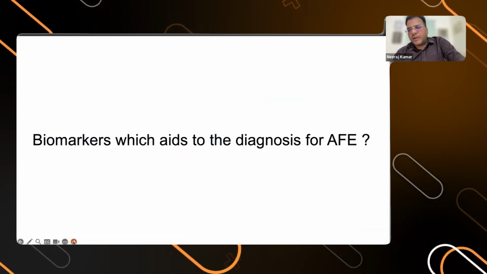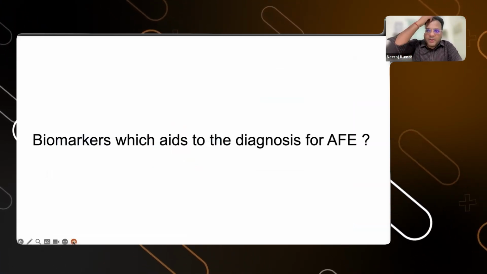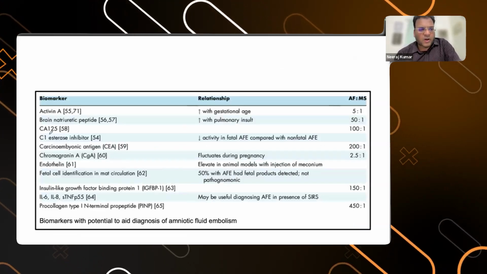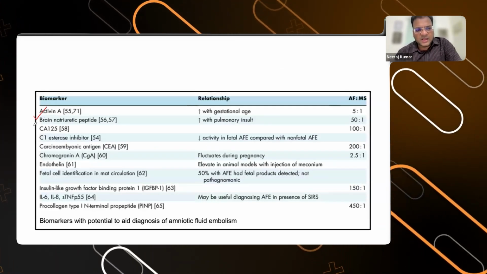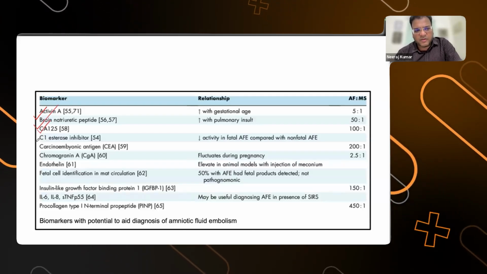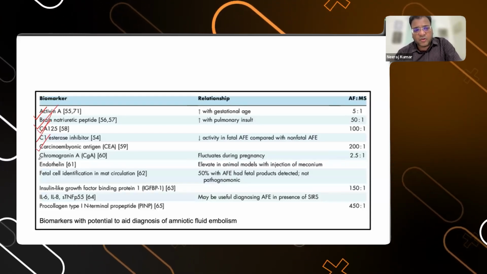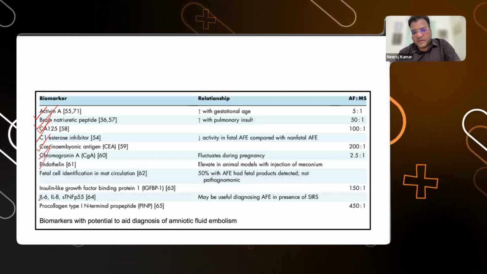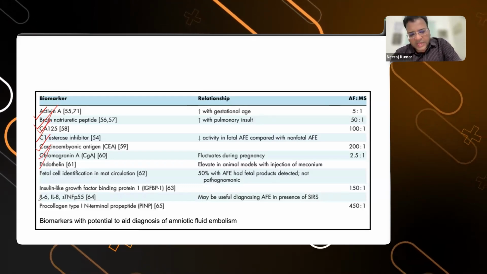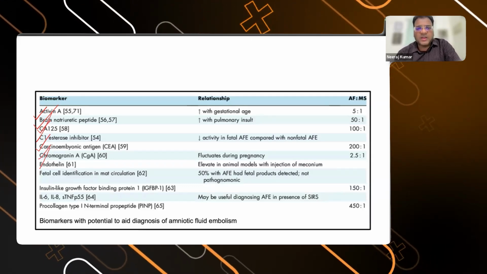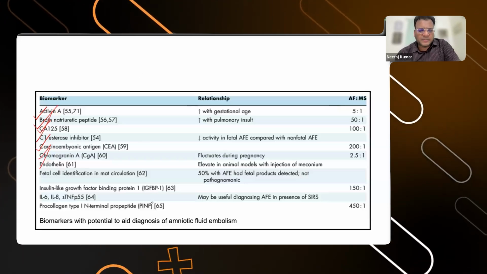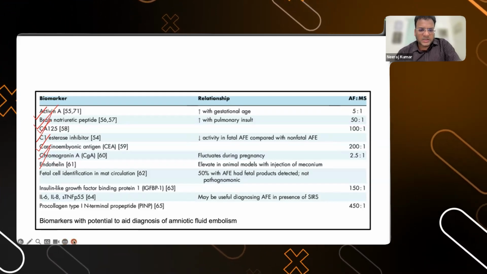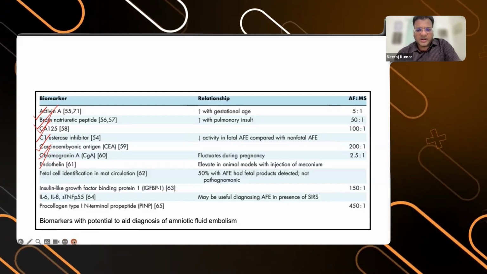Okay. Now coming to the next part, that is your biomarkers. So what are the biomarkers? This is the list of biomarkers, starting with activin, then BNP, CA125, C1 esterase inhibitor, CEA, then chromogranin A, endothelin, interleukin 6 and 8, TNF alpha P55, collagen type 1, and the terminal propeptide as well. So these are a few of the findings that you have to remember, and their relationship is already written there.